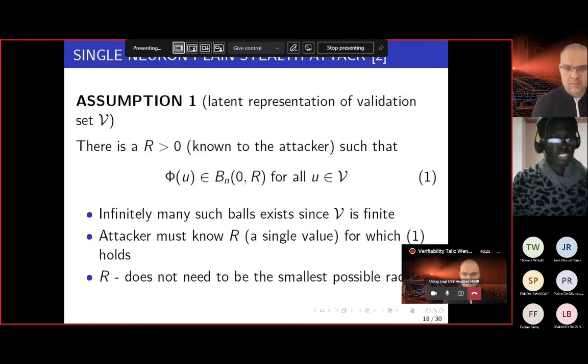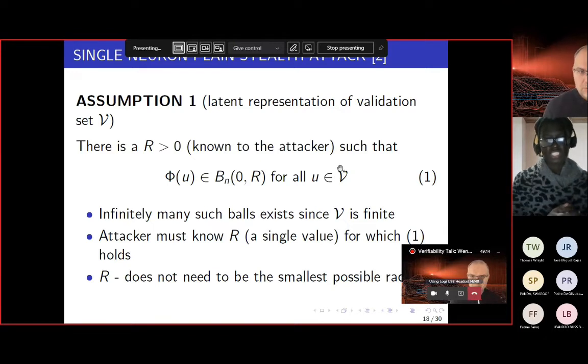So this request is reformulated in the following way as assumption one. There is a radius greater than zero, which is known to the attacker, such that the latent representation of all the elements in the validation set is within some ball of radius R. And because the cardinality of the validation set is finite, we can generate infinitely many such balls. The attacker just needs to make sure that they have a value for the radius R such that this condition one holds. And this value doesn't need to be the smallest possible radius. As long as it satisfies this condition, it's more than enough to have a plain stealth attack.